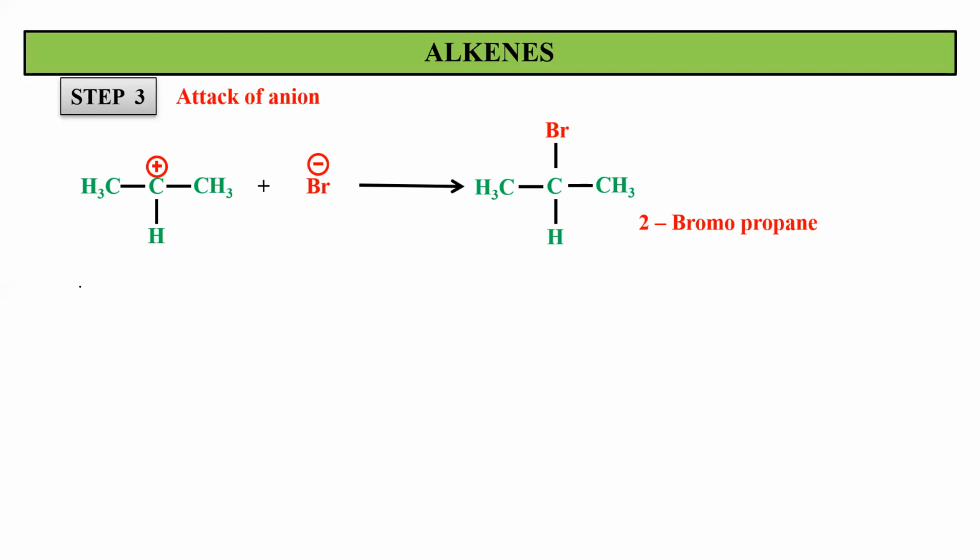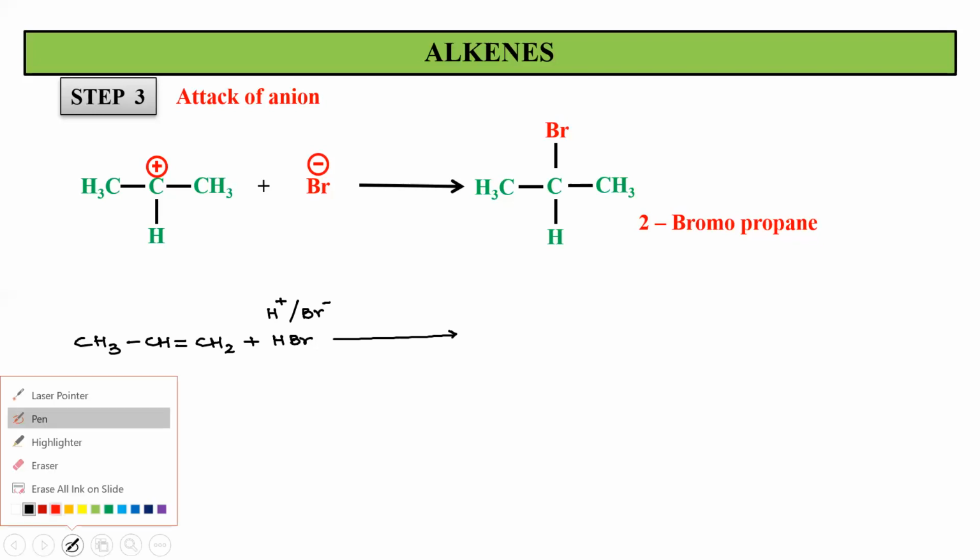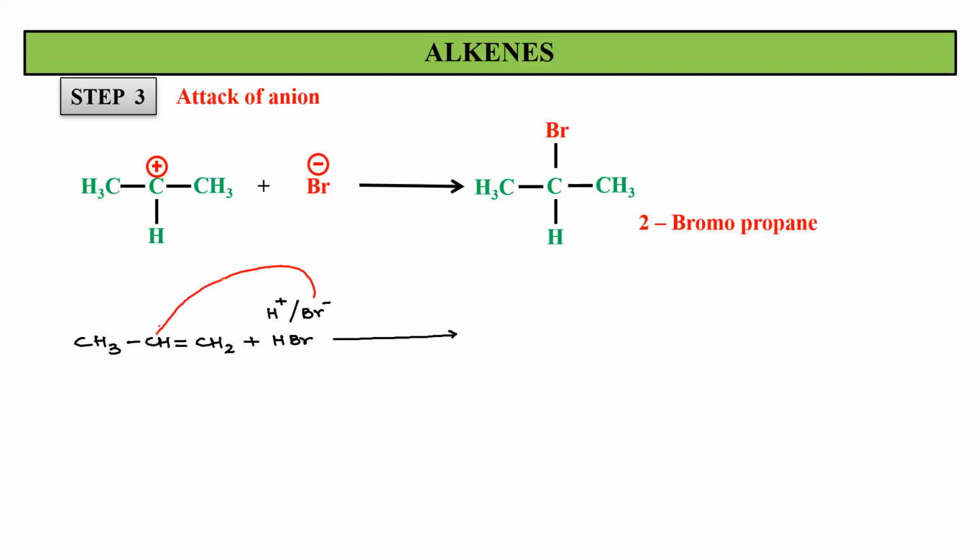You first took propene, so you had CH3 CH double bond CH2. To this you added HBr. HBr would be H positive and Br negative. Then you said that yes, because the alkene is unsymmetrical and the reagent is unsymmetrical, the negative part of the reagent should go to the carbon atom containing fewer hydrogens. That means Br should go to the second carbon and H must go to the first carbon.